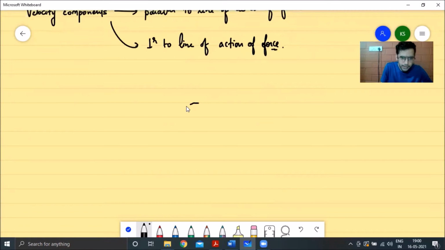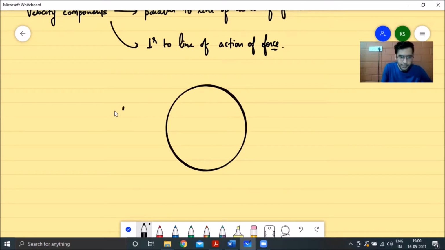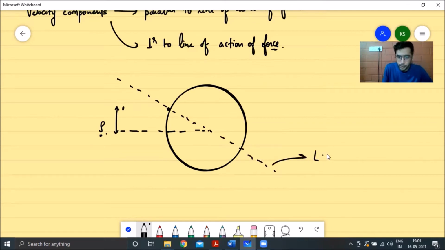So let me draw a diagram once again. This was your sphere. The particle is colliding at a height of rho above its center, right? And now I'm just drawing a random diagram, not at the moment of collision. We know that the particle will exert a force along this direction. So this was your line of action of force. It is passing through the center of the sphere. Let me abbreviate it as LOAF, line of action of force.